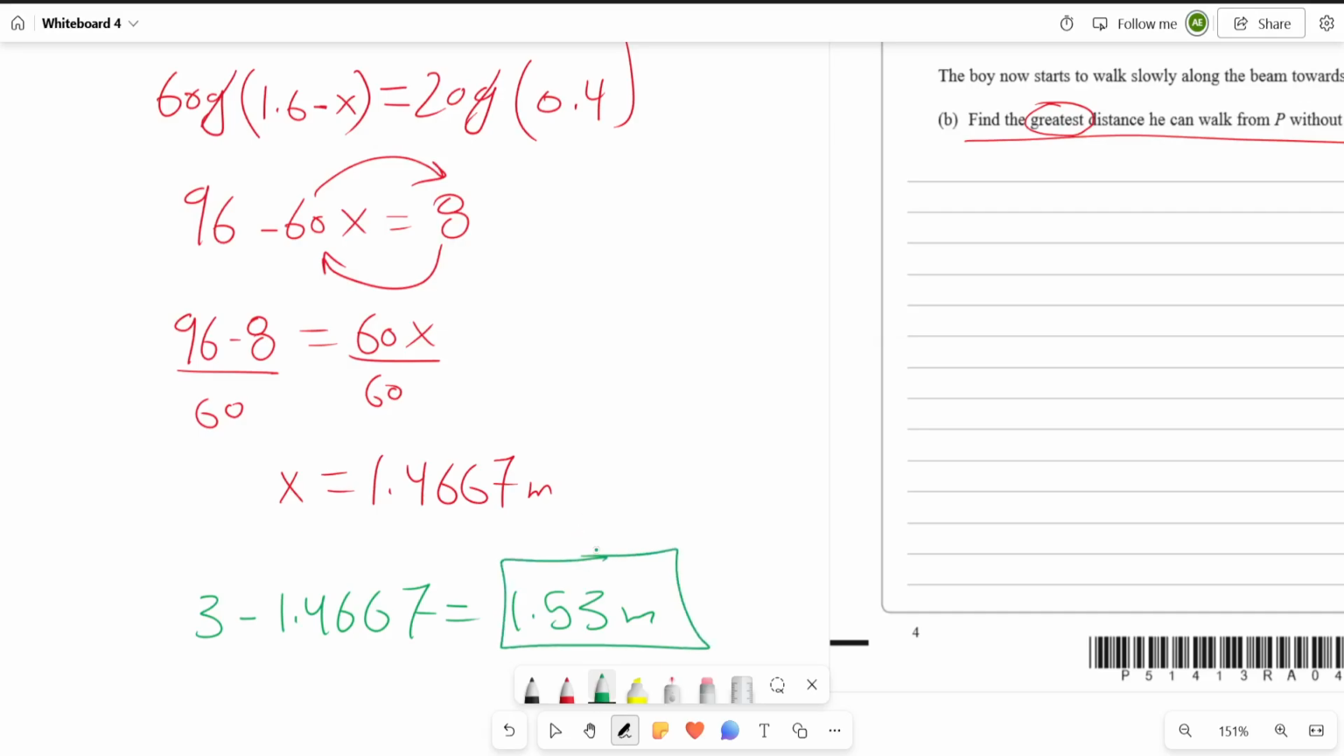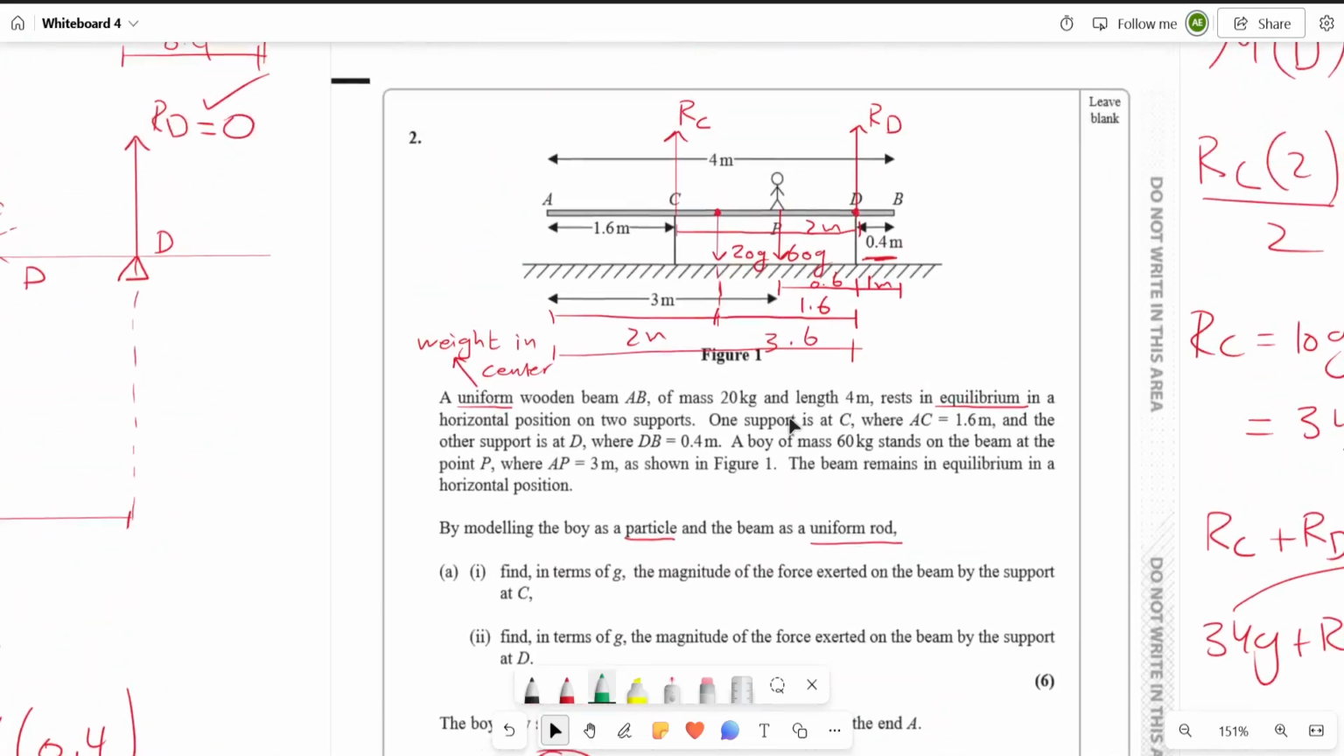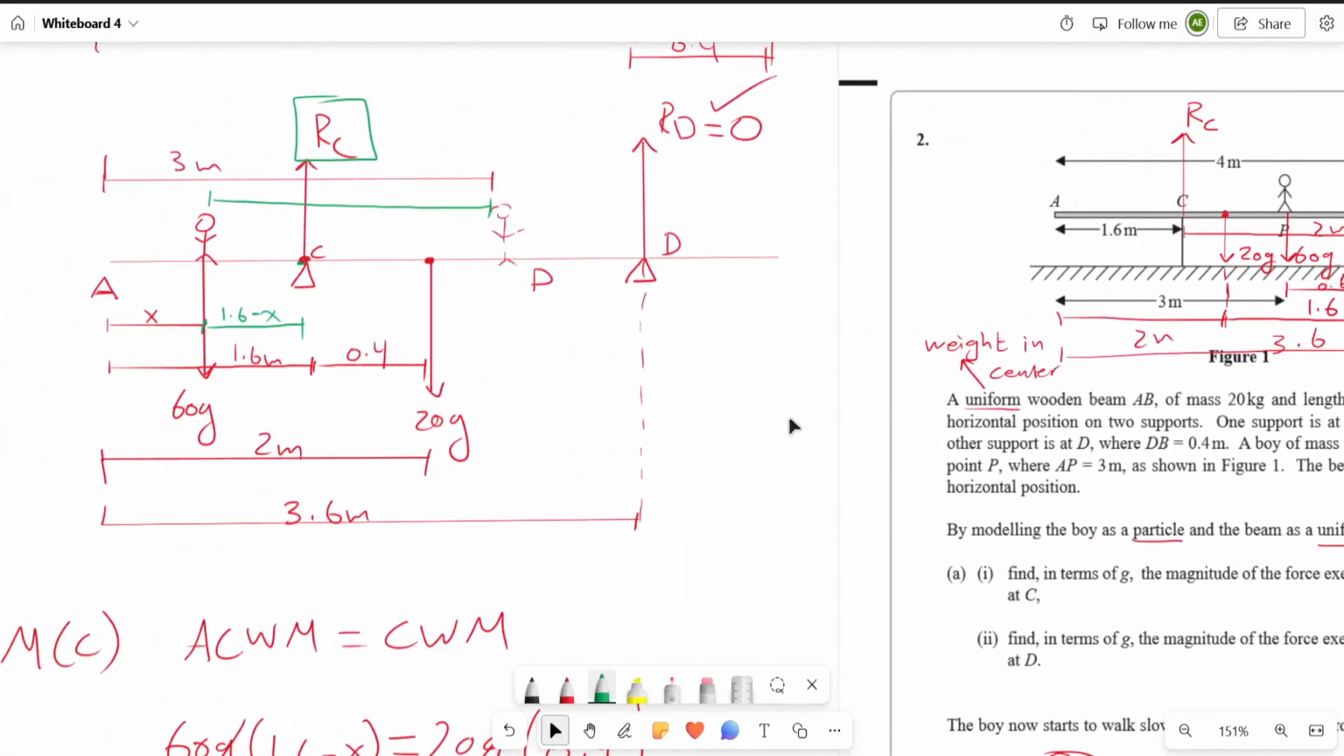Honestly, moments questions can either be super tough or super easy, depending on whether you have enough experience doing what you are supposed to do.